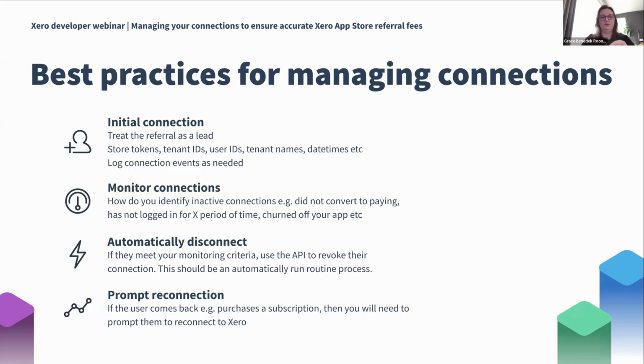Once you've identified what those trigger points are, where you can identify inactive connections, you should use that to automatically disconnect your customers. So if they meet the monitoring criteria, use the Xero API to revoke their connection. This is a technical requirement for new apps who are completing certification, and it's also a requirement of apps who are completing recertification too. After all of that, sometimes a customer comes back, and in that case, you should prompt their reconnection. So prompt them to reconnect to Xero, and then get them to subscribe to your app as well.